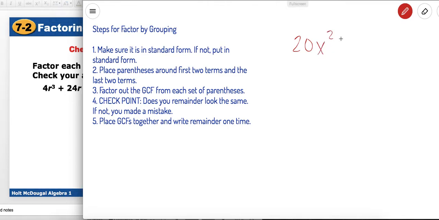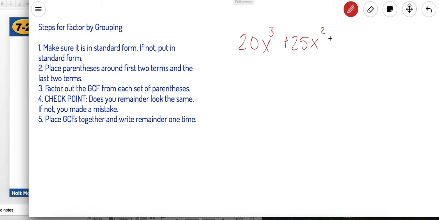So let's do 20x cubed plus 25x plus 8 plus 10. Okay, so our steps are going to be over here. These are my Urban Note steps. So first, make sure that it's in standard form. We know that it's in standard form when we see the exponents decrease. So we see 3, we see 2, we see 1, we see 0. So step 1 is totally done.